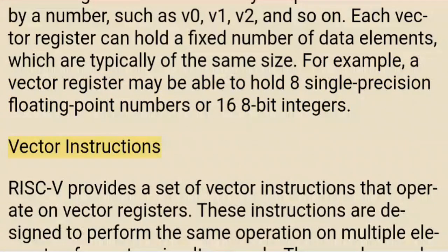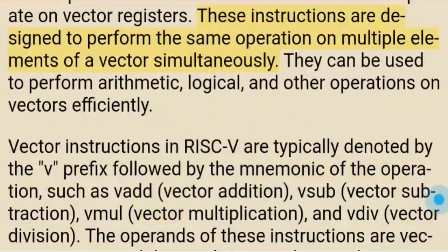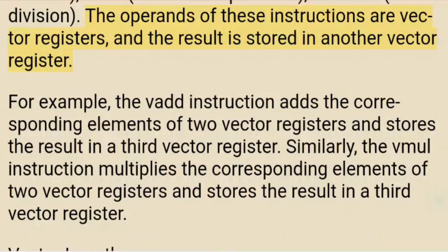Vector instructions. RISC-V provides a set of vector instructions that operate on vector registers. These instructions are designed to perform the same operation on multiple elements of a vector simultaneously. They can be used to perform arithmetic, logical, and other operations on vectors efficiently. Vector instructions in RISC-V are typically denoted by the v prefix followed by the mnemonic of the operation, such as VADD vector addition, VSUB vector subtraction, VMUL vector multiplication, and VDIV vector division. The operands of these instructions are vector registers, and the result is stored in another vector register.